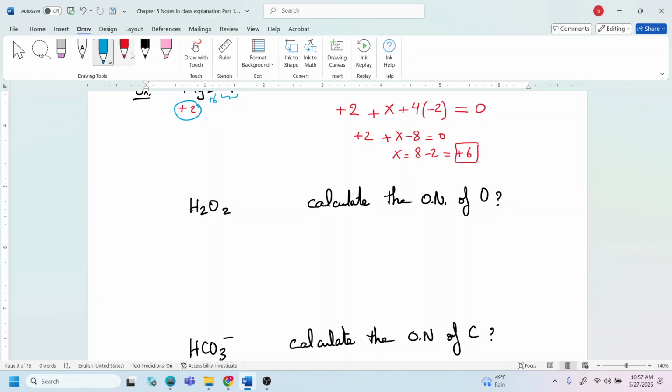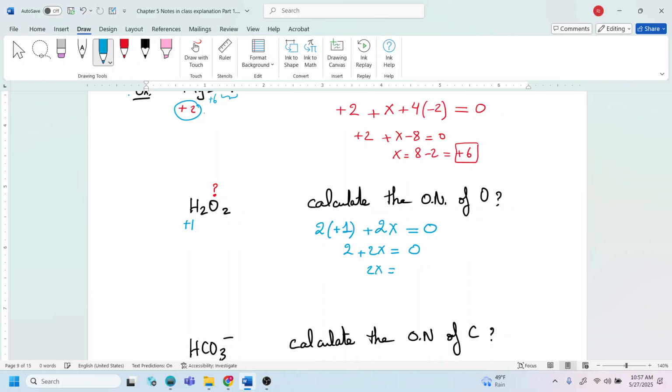H2O2, and here I am calculating the oxidation number of oxygen. So this is an unknown, but I know that the hydrogen is a plus 1 and I have two of them. So I would say, okay, 2 times the oxidation number of hydrogen, which is plus 1, plus I don't know what the oxidation number of oxygen is, but I have two oxygens, so I'm just going to make it 2x. The whole thing is equal to 0. Let's solve for the 2x in there, or for the x.